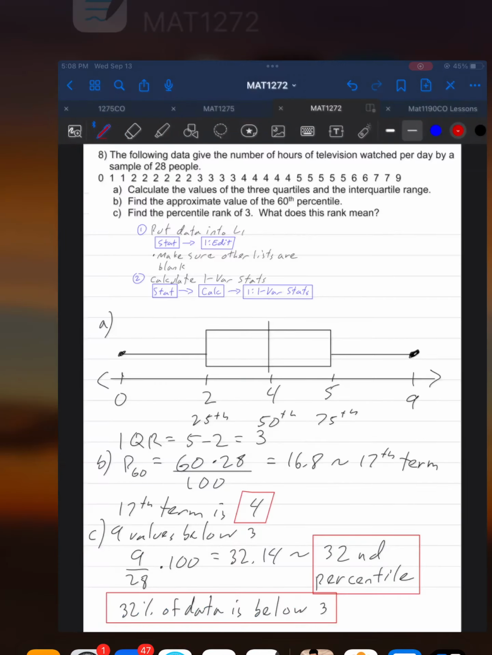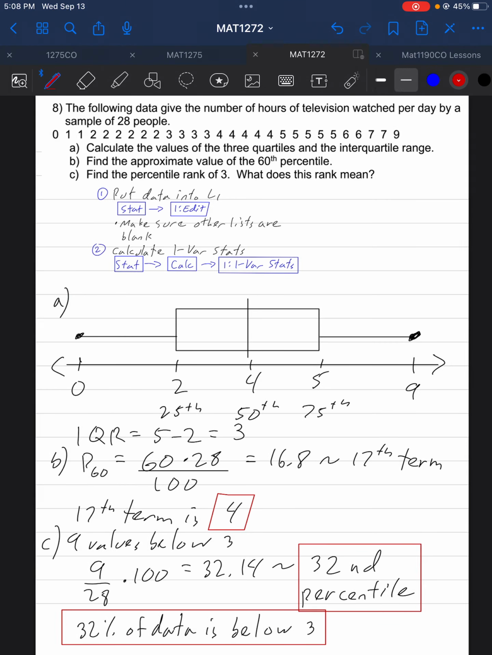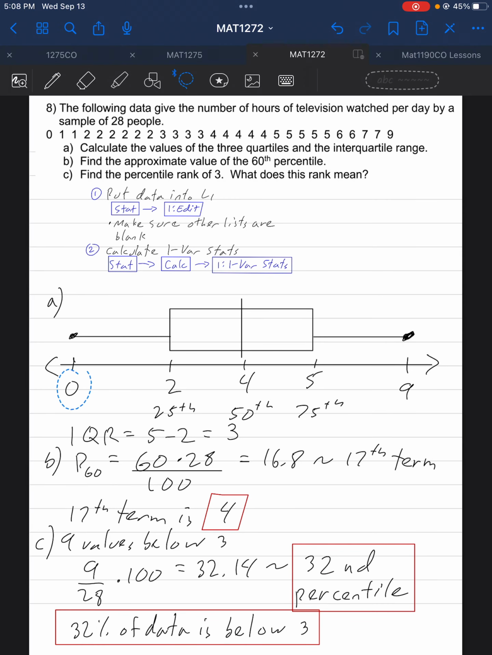So these numbers you don't have to put into a box and whisker plot, but it does help to visualize things. 0 is the minimum, 2 is the 25th percentile, or rather quartile 1, 4 is the median, also known as the 50th percentile. And then the 75th percentile is 5, maximum is 9.